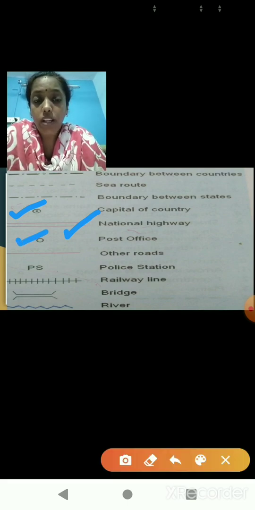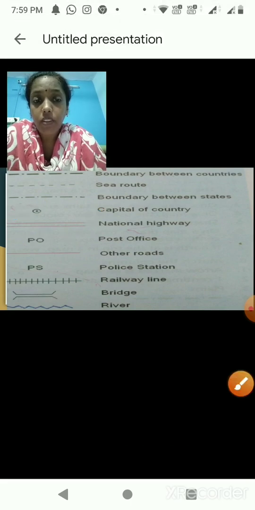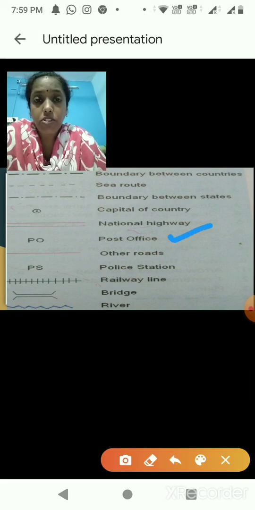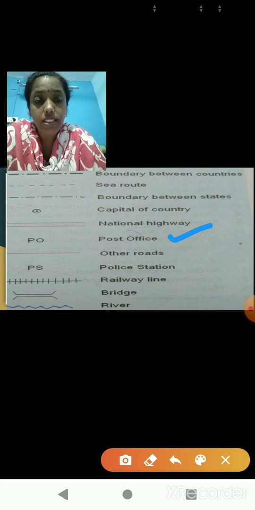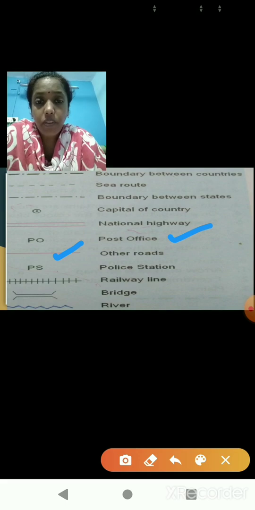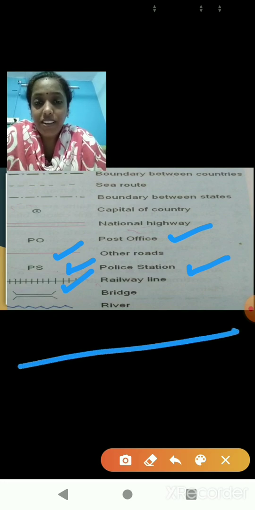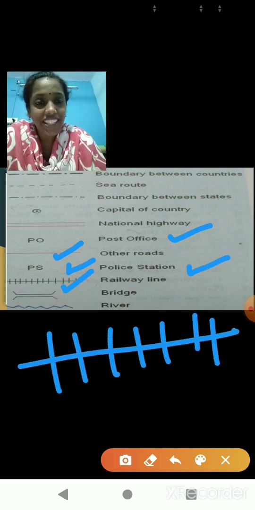PO is another symbol which tells us about the post office. Then next we have this, which shows the other roads. Then the PS symbol shows the police station, and then the next symbol, yes, this symbol tells us about the railway lines.